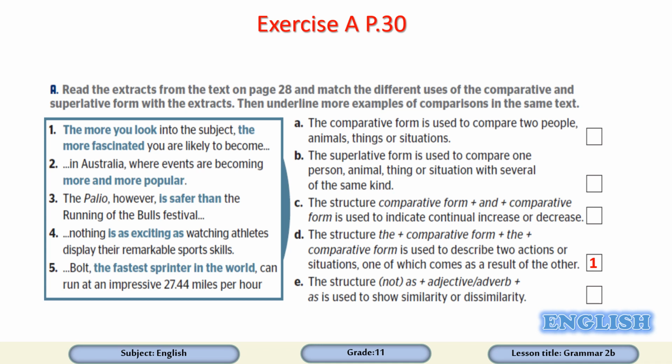Sentence 2 now. In Australia, where events are becoming more and more popular. What do you notice about the structure of the sentence? Yes, very good. It uses comparative form, another comparative form separated by and. So what can be the answer? Yes, very good. The answer is C. The structure comparative form plus and plus comparative form is used to indicate continual increase or decrease.